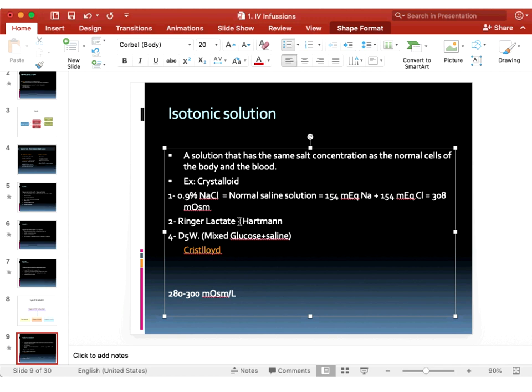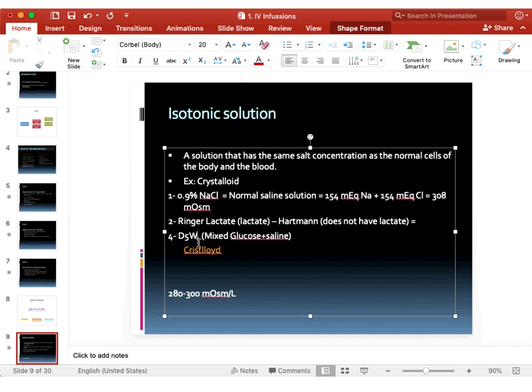Ringer lactate, as its name states, has lactate in the solution. And Hartmann solution does not have lactate. What do they have? They have sodium, they have chloride, they have magnesium, and they have bicarbonate. But the difference between these two is Ringer lactate, which has lactate, and Hartmann solution, which does not have lactate. These are the other solutions that we're going to call crystalloids. And we have the mixed solutions.